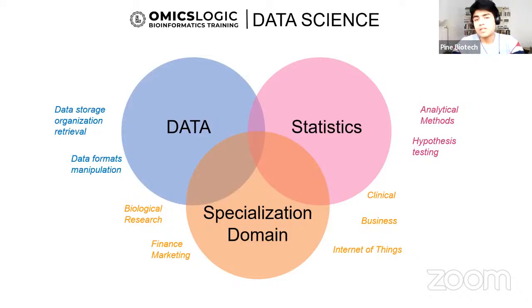But what does data science consist of? Data science consists of, obviously, the data that is generated, the various statistical methods that are established, and the application in various specialization domains, which together brings to life the term data science.